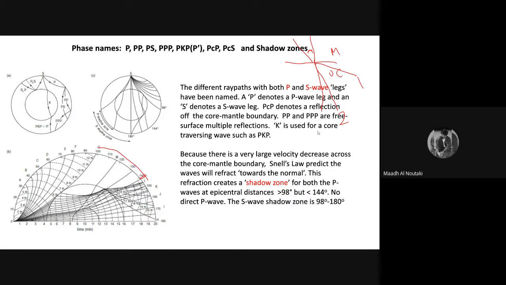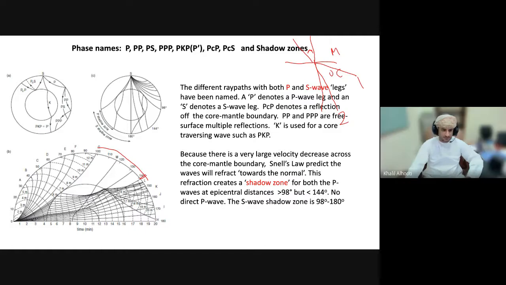What do you think, guys? Any more volunteers? Could it go one or two? It goes two. That's true. Because the velocity of the outer core is way lower than the velocity of the mantle, it deflects toward the normal. And that's exactly what is happening here.